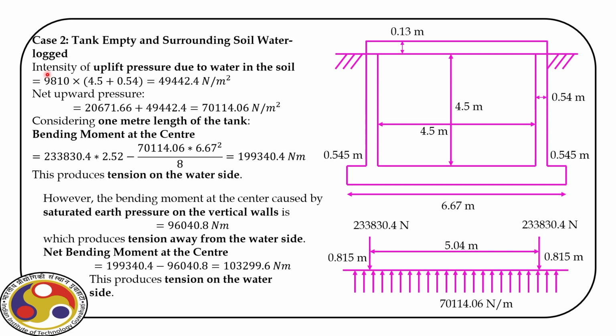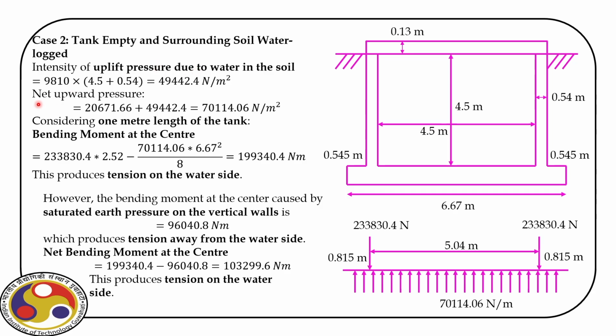Similarly, we repeat the same exercise for case 2, when the tank is empty and the surrounding soil is waterlogged. Now, for this load case, we consider the intensity of the uplift pressure due to water in the soil, that is, the soil is saturated. So here again, because of the soil saturation, we have a higher value of water pressure.